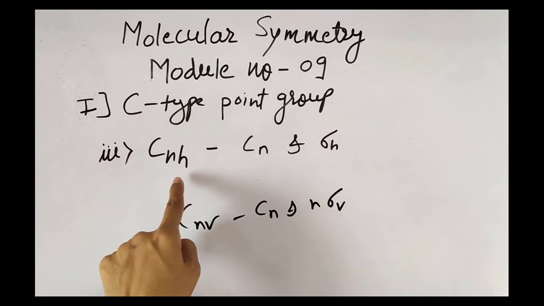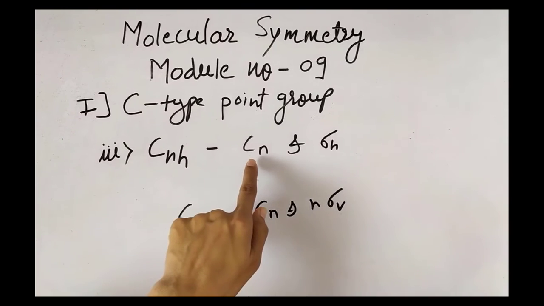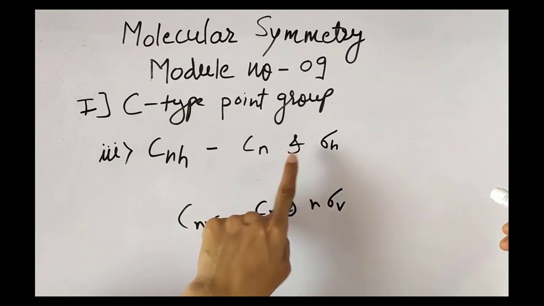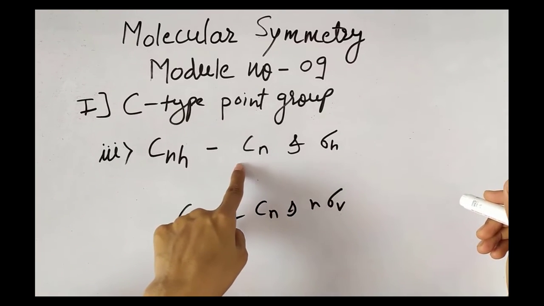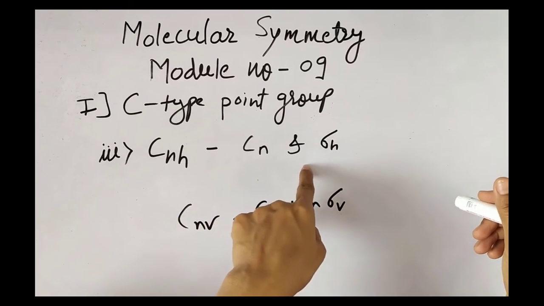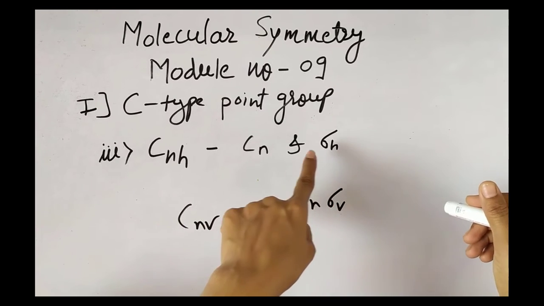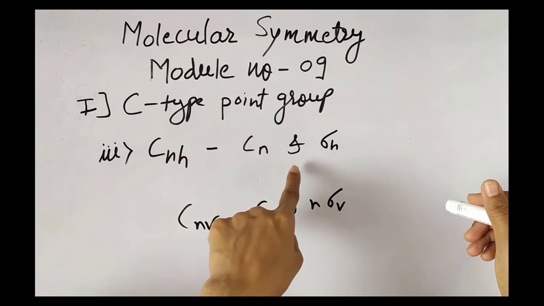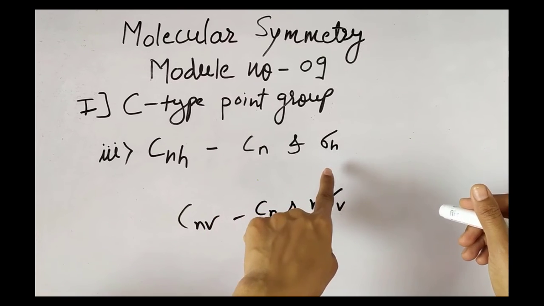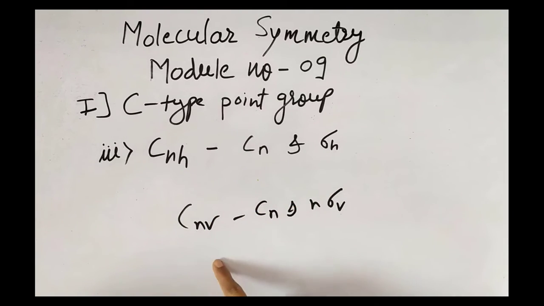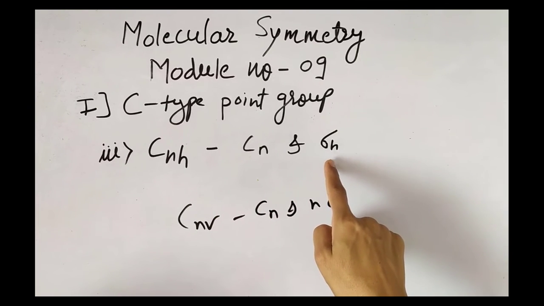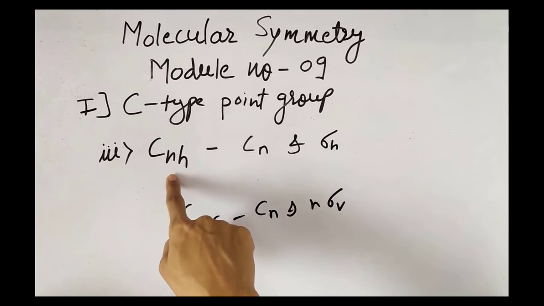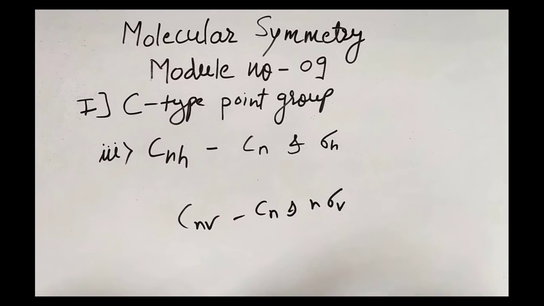But in CNH type of point group, we should have a CN rotational axis and just one horizontal plane. It is not necessary that if we have C2, then we should have 2 horizontal planes, or that if we have C3, then we should have 3 horizontal planes. That was the condition for CNV, but in CNH, even if just one horizontal plane is present in the molecule, you can say that the molecule belongs to the CNH point group.